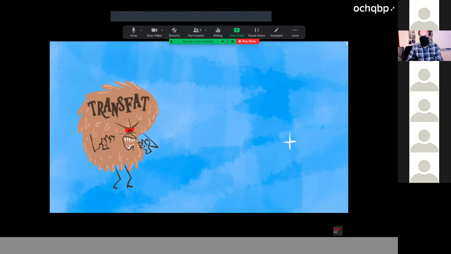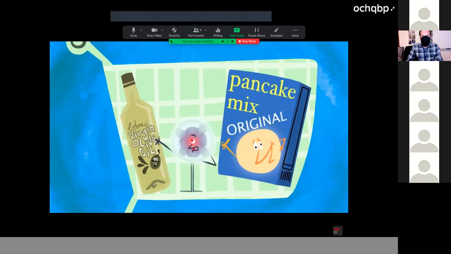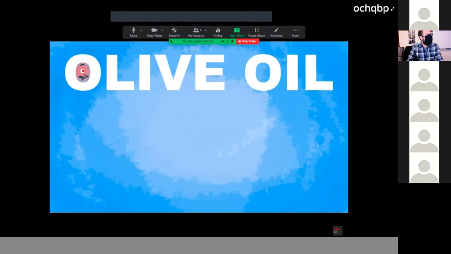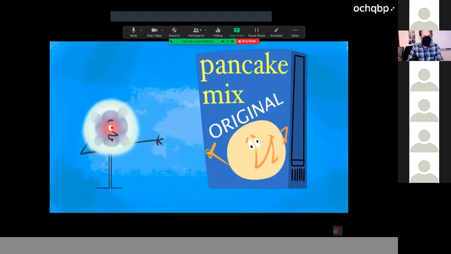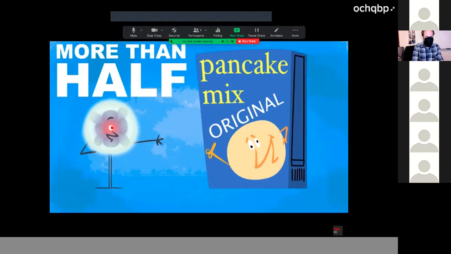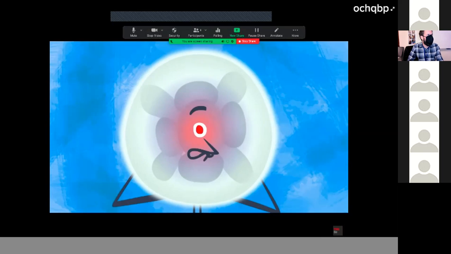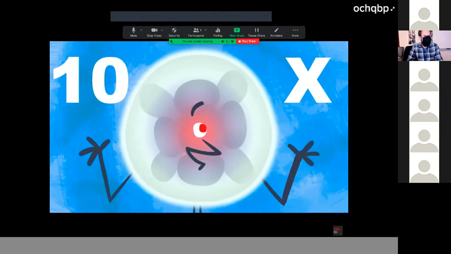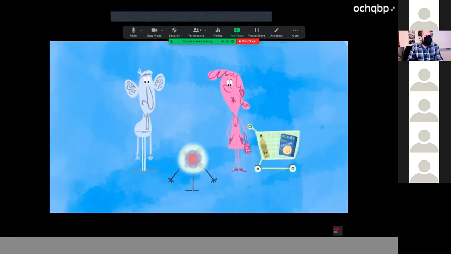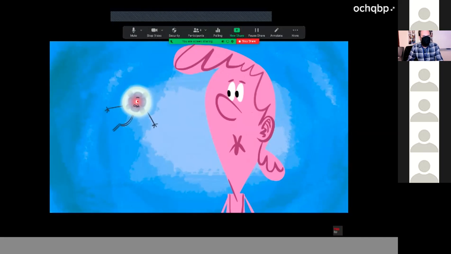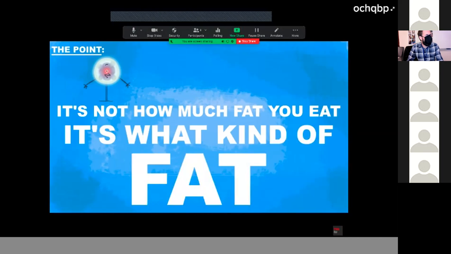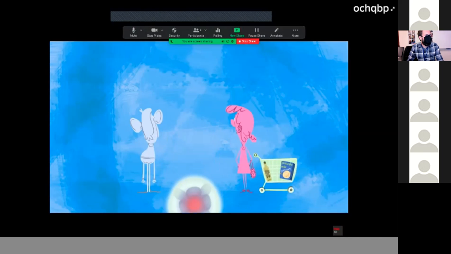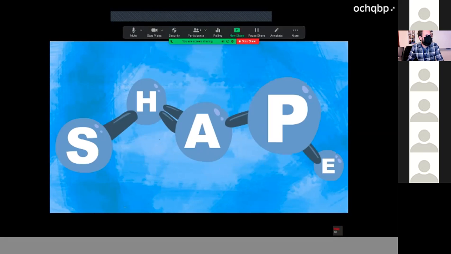So let's go back to our olive oil and pancake mix from before. Olive oil is 100% fat. Pancake mix is only 11% fat. But olive oil is mostly unsaturated fat, and it has no trans fat at all. On the other hand, more than half the fat in pancake mix is either saturated or trans fat. And so even though olive oil has 10 times as much fat as pancake mix, it's healthy for you, whereas pancake mix is not. Now, I'm not picking on pancake mix. There are lots of foods with this type of fat profile. The point is this. It's not how much fat you eat, it's what kind of fat. And what makes a particular fat healthy or unhealthy is its shape.